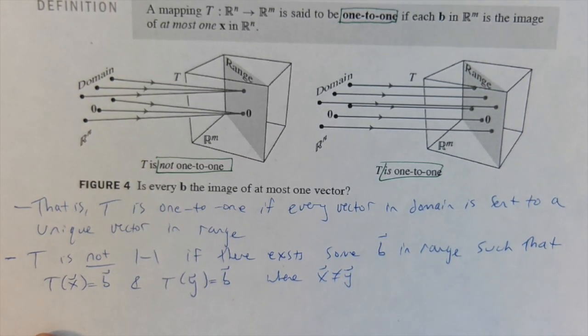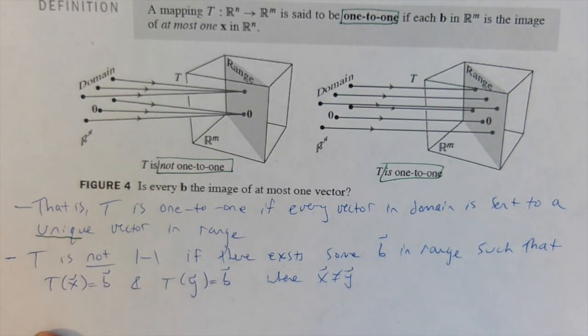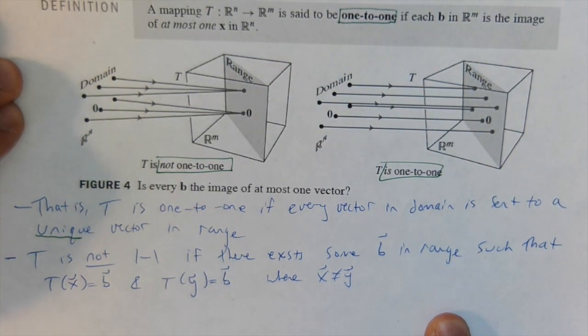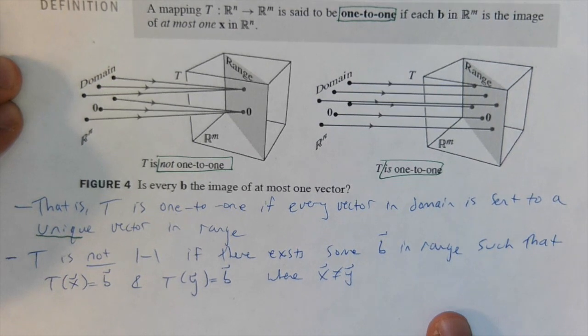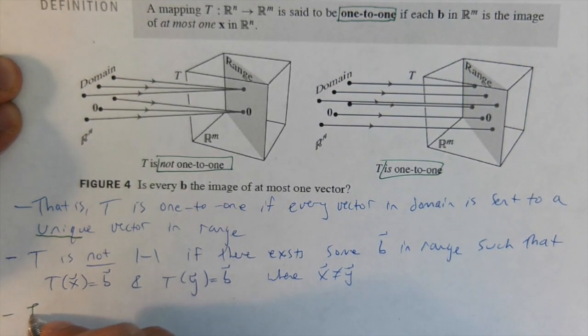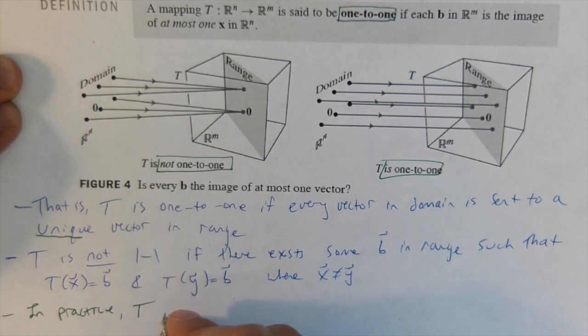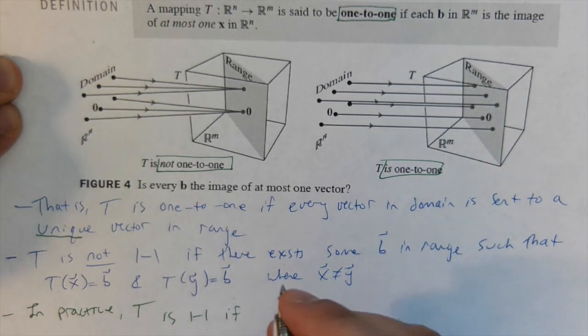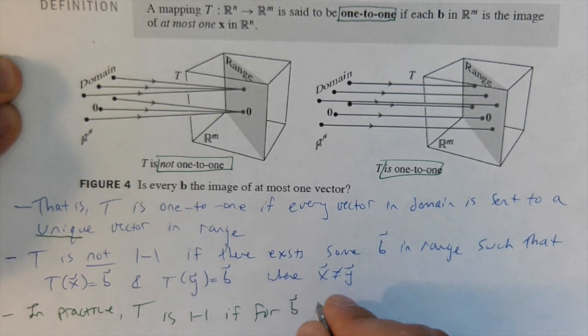And so, the key to this in terms of testing for it is that the unique thing, right? So it gets sent to a unique vector. Well, we have unique solutions if we don't have free variables, right? Or the other way to say that is when we have a free variable, we end up with infinitely many solutions, which means non-unique. And so to test for one-to-one, we look for free variables. So in practice, we're gonna say T is 1-1 if every b in the range, I need to white that out.